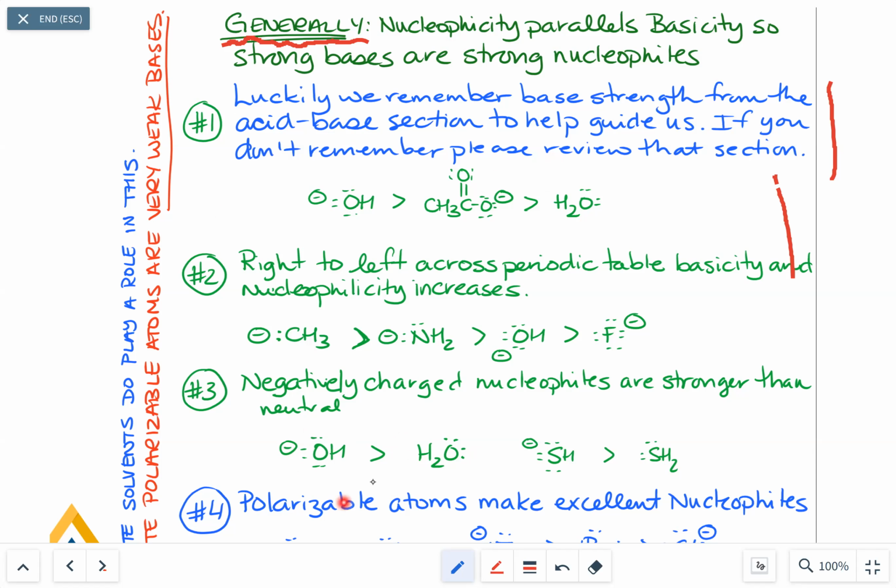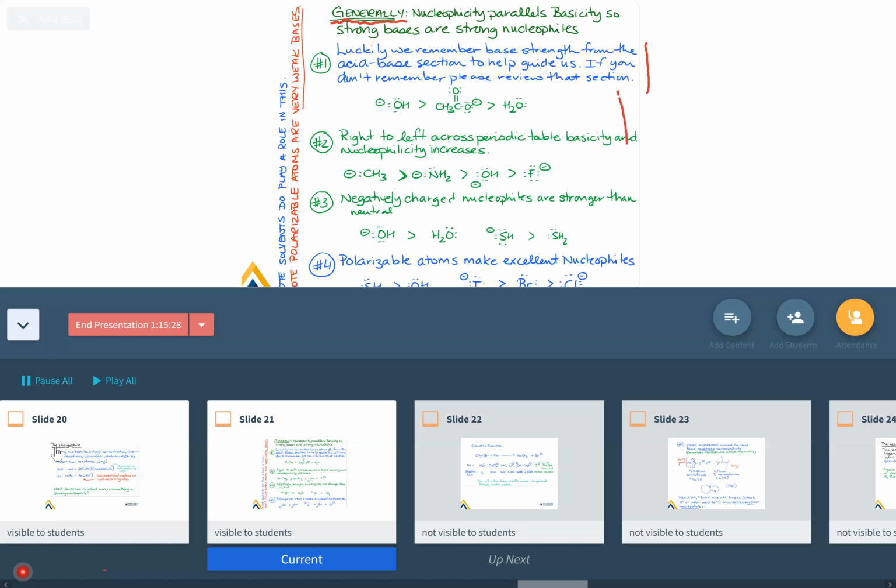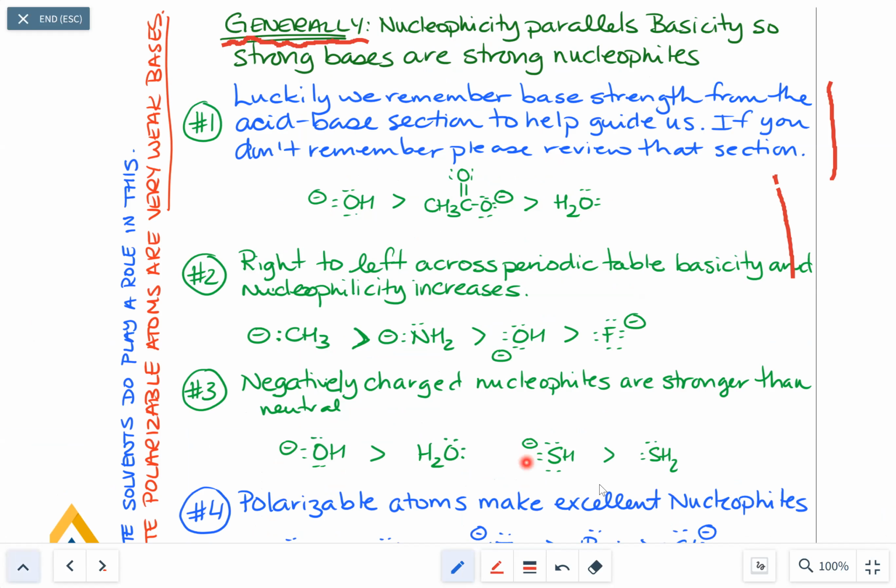My screen, I've got to get this, it's a bit low on my screen. I don't know, I want to hide that.